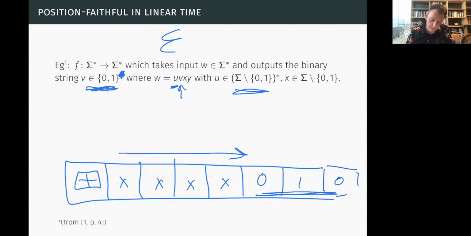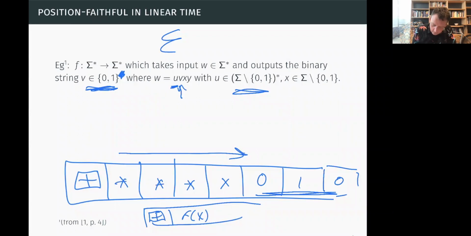But I don't know if you remember from my slides that the rule for this model is that the output has to be sitting right next to the plus symbol. It should be f of x. And then a blank dot. And then you can have some rubbish at the end.